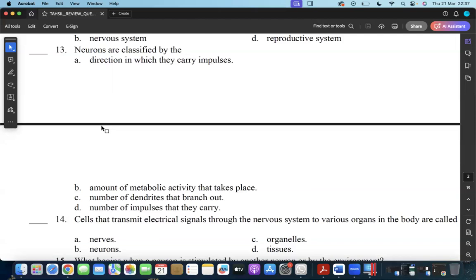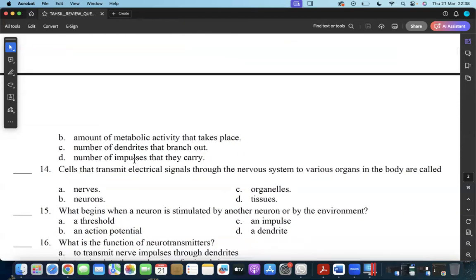So consider the impulses carried between the brain and the body. If, for example, you touch something very hot, impulses are taken from your palm to the brain. That is a sensory neuron. And when the response is coming from the brain to your palm to make you take your palm off the hot thing, that is a motor neuron. So the direction in which they carry the impulse is a factor that determines what you call them.